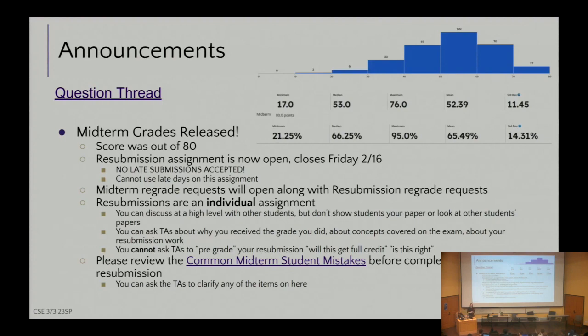So, for example, do not ask a TA, is this correct? Will this get full credit? For somewhat obvious liability reasons, that puts us in a really sticky situation. So save your TA that discomfort and reframe your question to be about, I'm thinking about the runtime of hash tables in practice. That's a totally fine question to ask. Not, is my hash table correct?